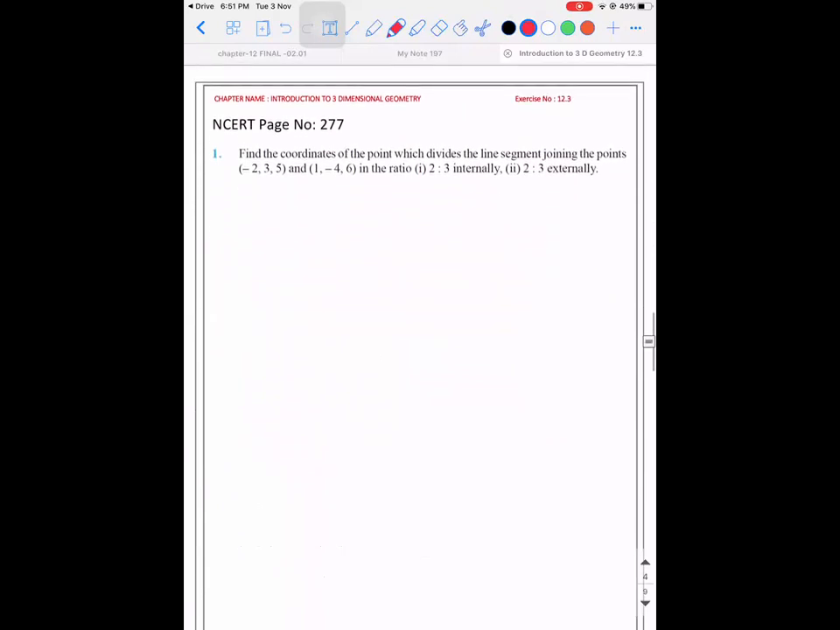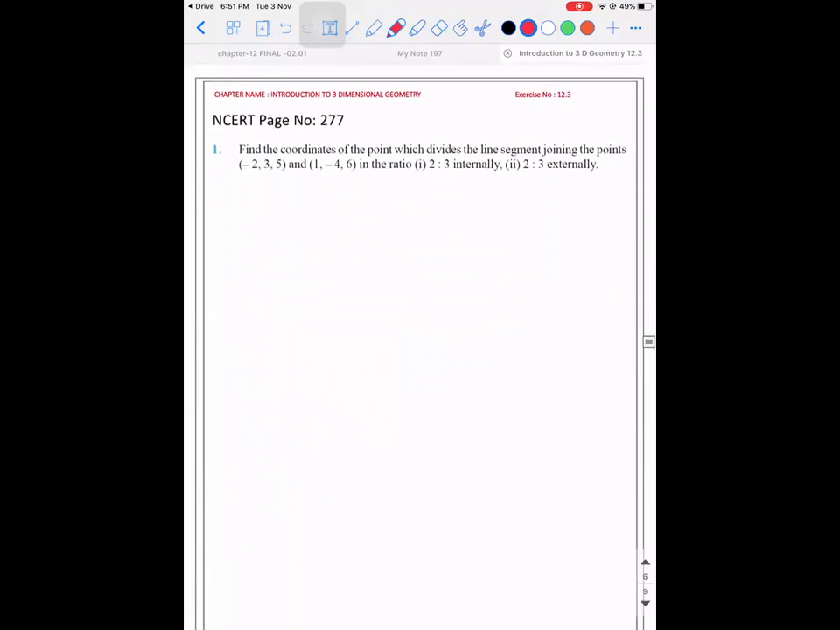The next is the exercise problems. Find the coordinates of the points which divide a line segment joining. This you can do, 2:3 internally, externally. Homework.